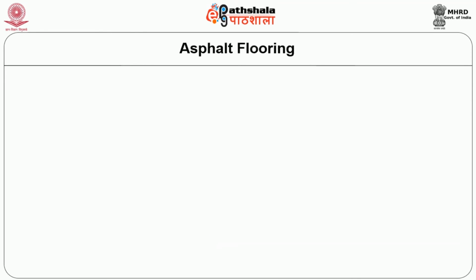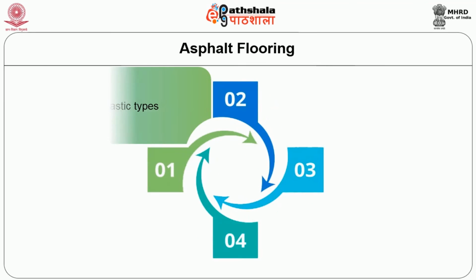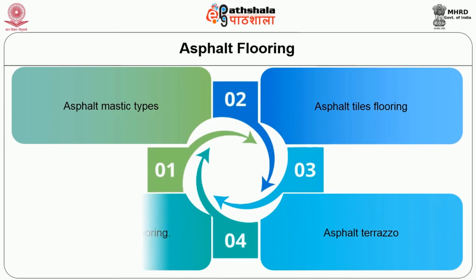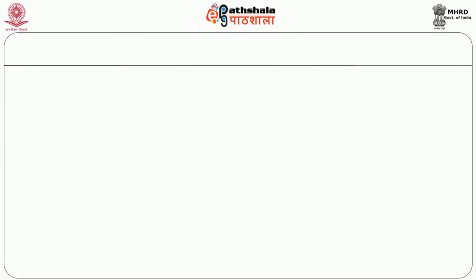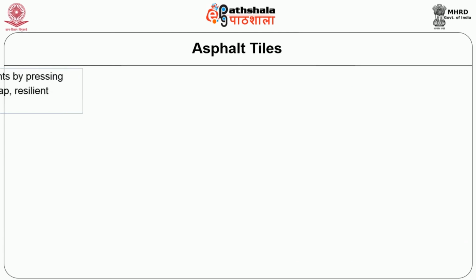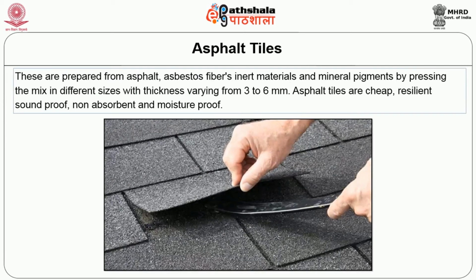Asphalt flooring is of many types: asphalt mastic, asphalt tiles flooring, asphalt terrazzo, and acid proof mastic flooring. The first one would be asphalt mastic flooring. It is a mixture of sand and asphalt in a ratio of 2:1, mixed hot and then laid in continuous sheet. Asphalt tiles are prepared from asphalt, asbestos fibers, inert material and mineral pigments by pressing the mix in different sizes with the thickness varying from 3 to 6 mm.